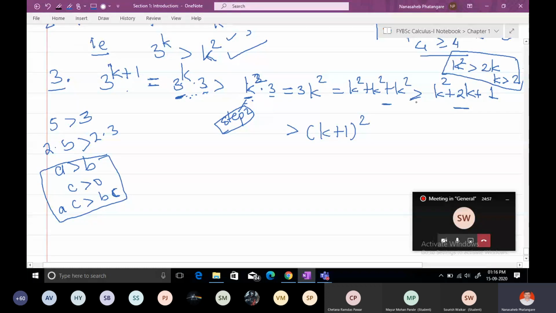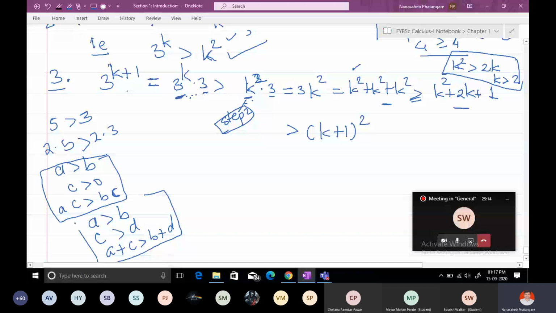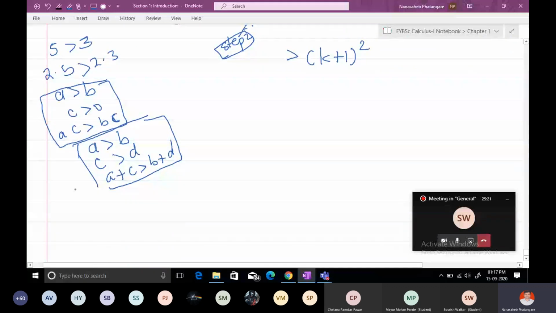So certainly I can say that this is greater than or equal to k square as it is, no doubt. And what property of real numbers am I using? If a is greater than b and c is greater than d, then a plus c is greater than b plus d. This is a basic property of real numbers, which we'll discuss in detail later while studying real numbers. But from school itself, you are dealing with such properties, right?